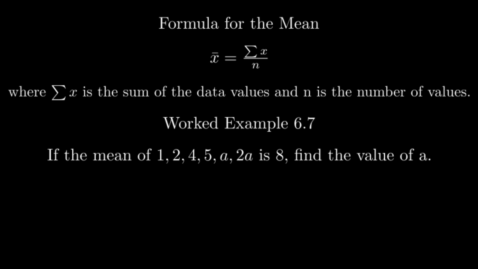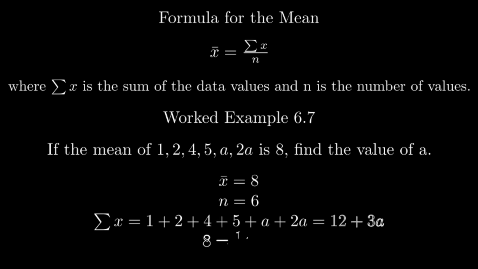We'll start by plugging everything we know into the mean formula. We know the mean x bar is 8. The number of values n is 6. The sum of the values, sigma x, is 1 plus 2 plus 4 plus 5 plus a plus 2a. Combining the constant terms and the a terms, the sum is 12 plus 3a. So our equation is 8 equals the quantity 12 plus 3a, all divided by 6. Now we just need to solve this equation for a.